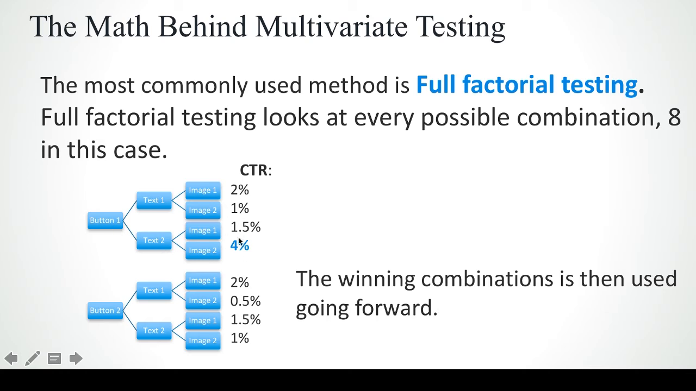So in this case, button 1 with text 2 and the second image would give you the email that should be deployed, and you can see it goes from the worst scenario, which is 0.5%, to 4%. So in this case, you would deploy this combination to the rest of the list.